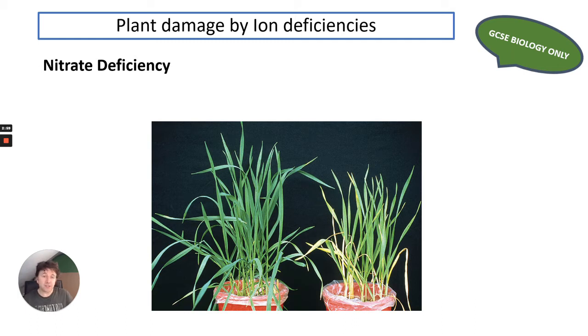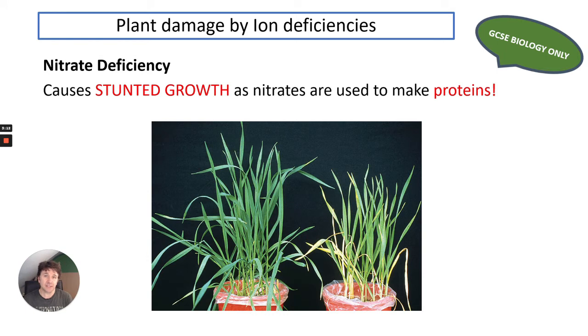So the first one is nitrate deficiency. As you can see, there are two plants here. The one on the left has been given plenty of nitrate fertilizer. The one on the right has not been given any, and you can notice that it has stunted growth, as nitrates are used to make proteins. So without making proteins, it's going to reduce the growth rate of that plant.